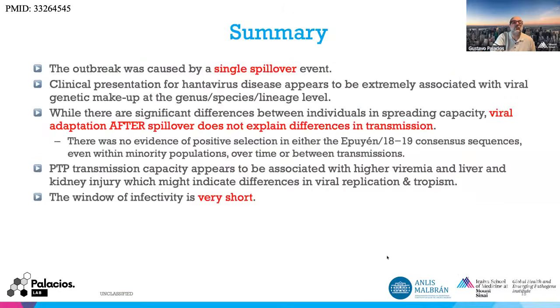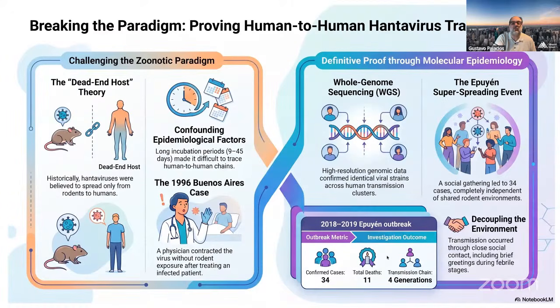So essentially, the outbreak was caused by a single spillover event. There was no observed viral adaptation after the spillover that could explain the differences in transmission. And as I said, the window of infectivity was very, very short. Interestingly, this was the result of an investigation done by a lot of people in Argentina during more than 20 years of fighting to get people to pay attention to the fact that this was breaking the paradigm, at least for Andes virus in this particular region, for human-to-human transmission related to hantaviruses.